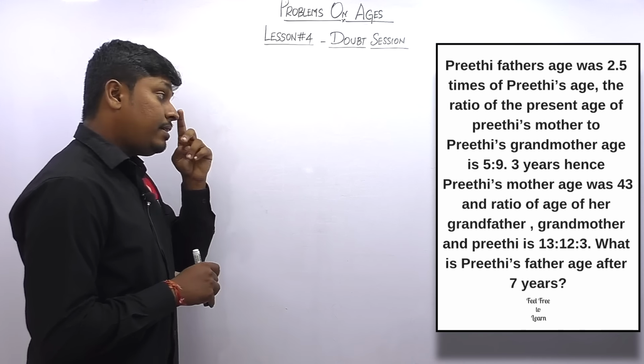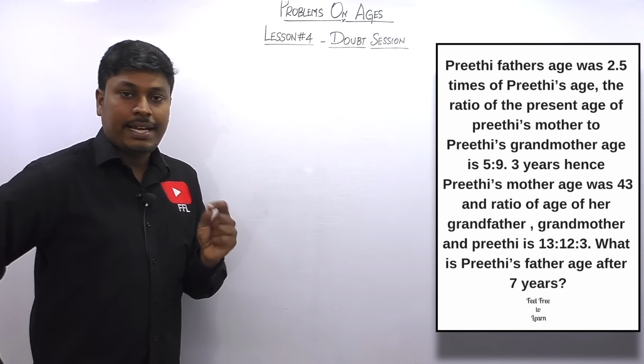See here, the complete question is based upon 4 persons. One is Preeti, Preeti's father, Preeti's grandmother and Preeti's grandfather, and also Preeti's mother, right? So it's an interesting question. And what is our target? Our target is to find Preeti's father's age after 7 years.